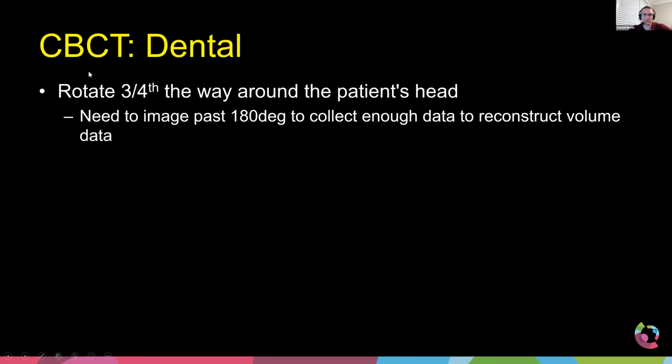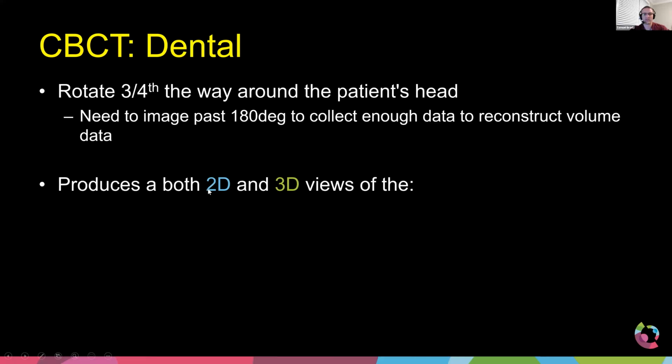It's going to spin. The system itself will actually not go a full 360 around the body. It's going to go most of the way around. You need to acquire a minimum of 180 degrees. We've already talked about this when we talked about CT. And during this procedure, it's going to spin around your body and collect enough data to create two types of images, a 2D image and a 3D image.